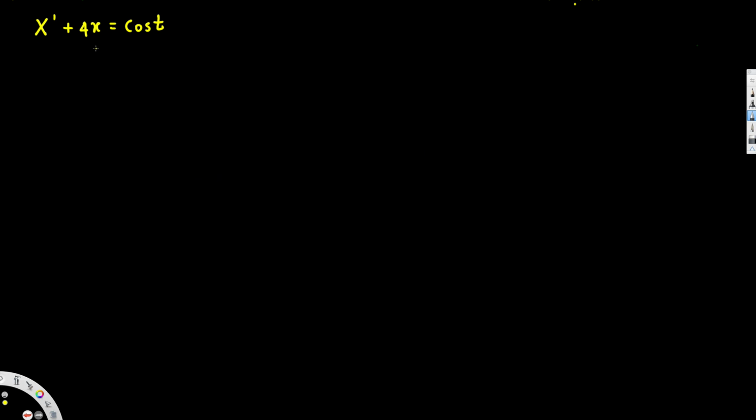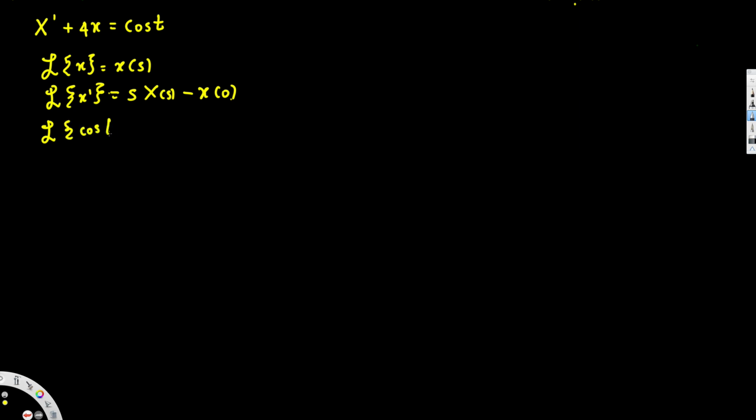In this video we are going to see how to solve this differential equation using Laplace transform. First of all, let's look at the Laplace transform of each of these individually. If we take the Laplace transform of x alone, that's going to be equivalent to X(s). Then the Laplace transform of x prime is going to be equivalent to sX(s) minus x(0). And then the Laplace transform of cosine t is equivalent to s over s squared plus 1.